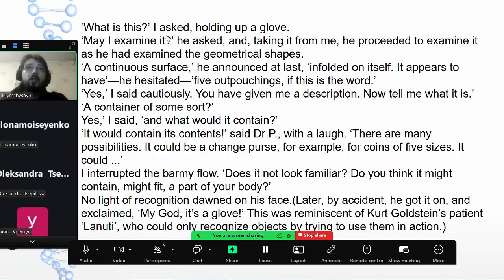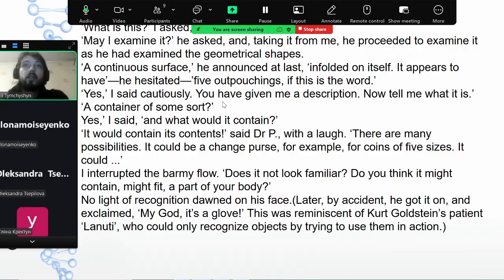"'What is it?' I asked, holding up a globe. 'May I examine it?' he asked, and taking it from me, he proceeded to examine it as he had examined the geometrical shapes. 'A continuous surface,' he announced at last, 'enfolded on itself. It appears to have,' he hesitated, 'five outpouchings, if this is the word.' 'Yes,' I said cautiously. 'You have given me a description. Now tell me what it is.'"